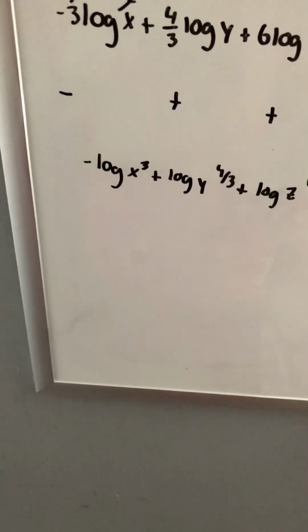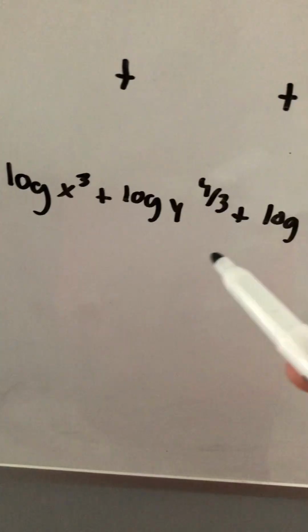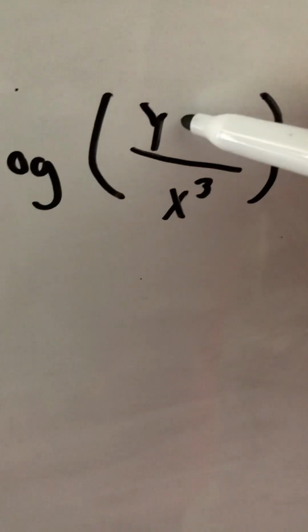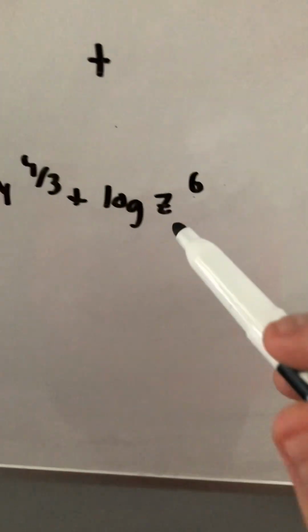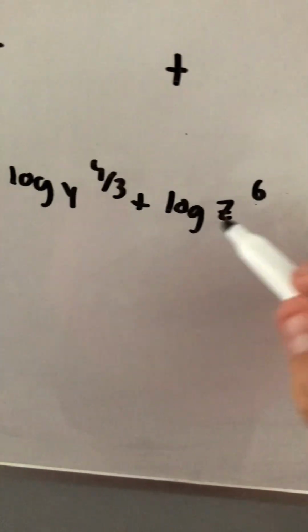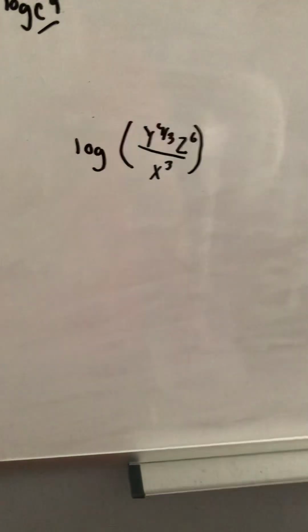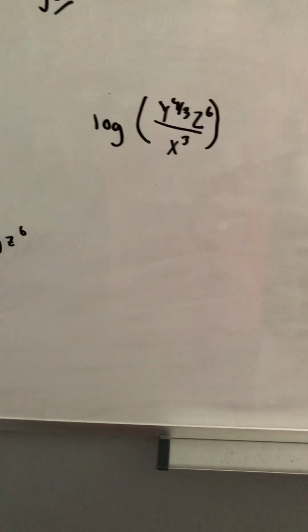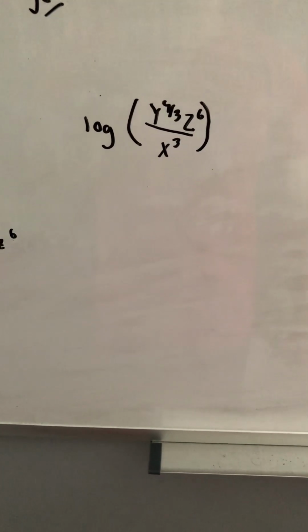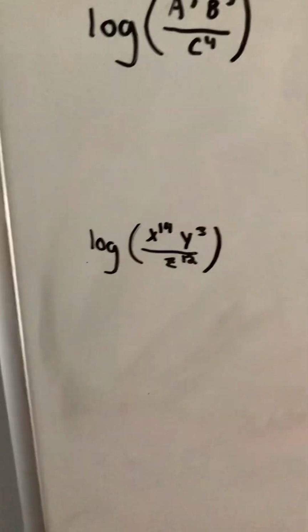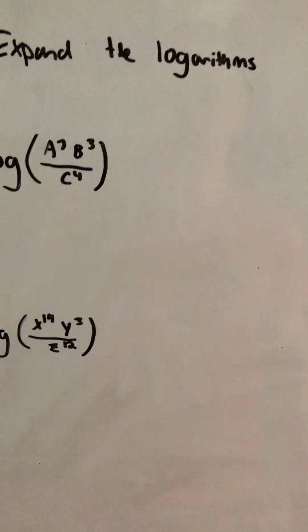Alright, so now I'm going to put x on the bottom here, and since it's negative log x, it's going to be x to the third on the denominator. Then log y to the 4 over 3, so it's going to be y to the 4 over 3. And then z, since it's positive, it's going to be z to the 6. So that's a way of condensing logs. That's my method, showing you how you usually do them. Alright, expand the logarithms.